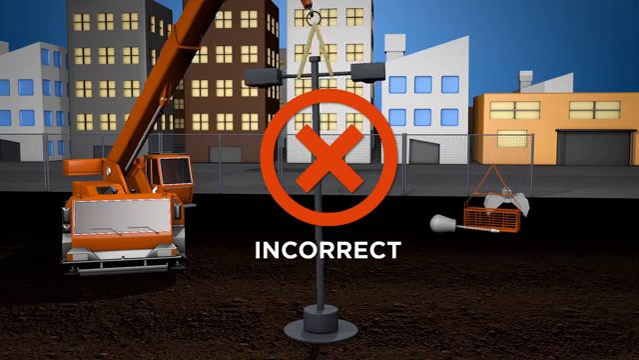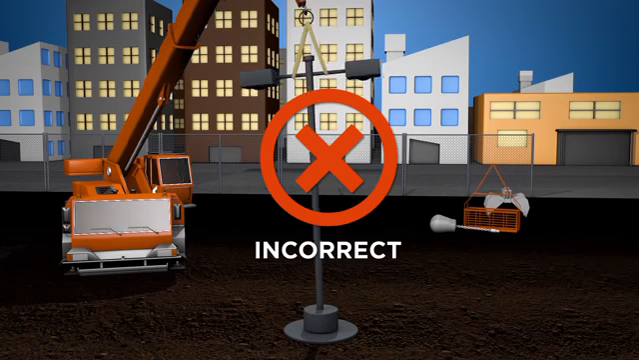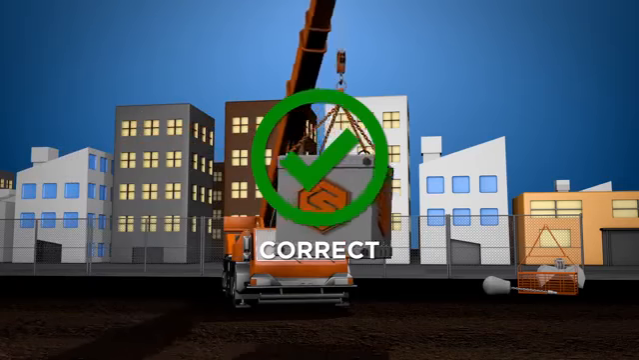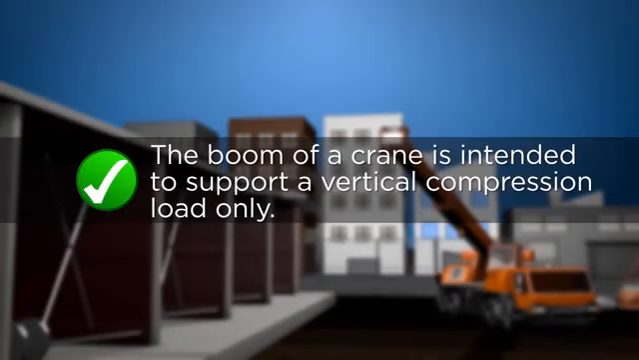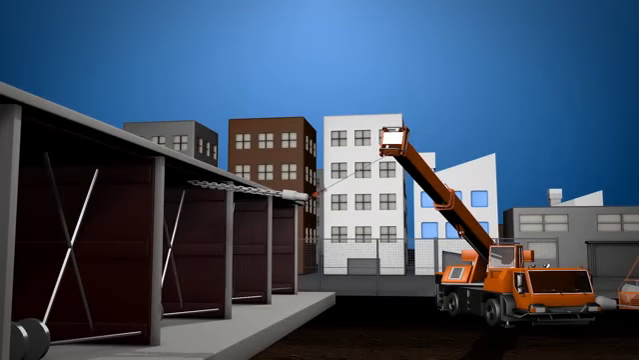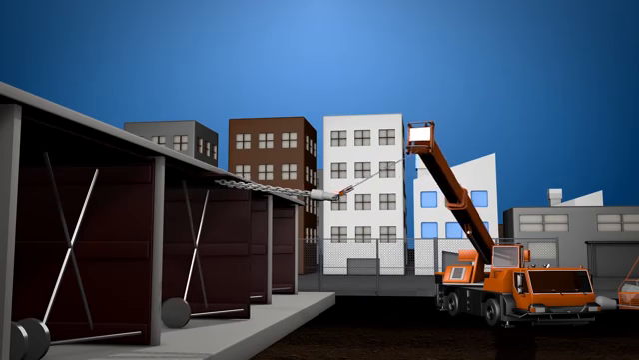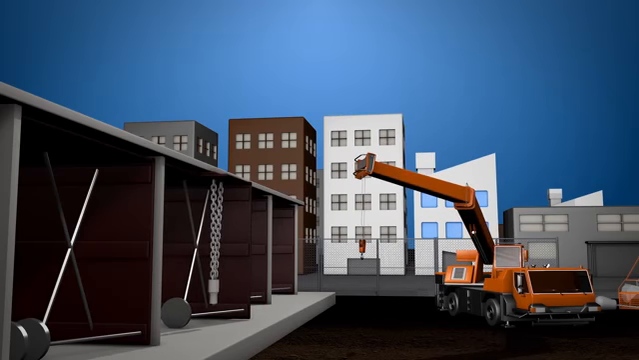It is also important to remember that the swing functions of a crane are not designed to pull or break free objects attached to the ground or in a structure. The swing function of a crane should only be used to horizontally move a freely suspended load. The boom of a crane is intended to support a vertical compression load only. When the swing function of a crane is used to pull a load in a horizontal manner, side loading occurs and again will result in catastrophic failure of the structure.